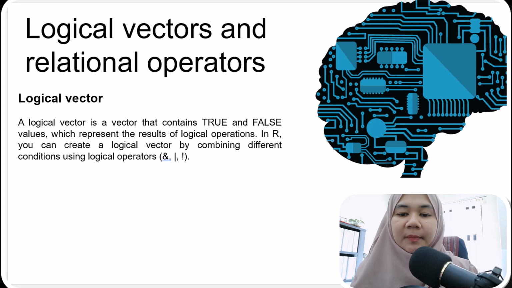Okay guys, next part is about logical vectors in R. A logical vector is a vector that contains true and false values, which represent the result of a logical operation. In R, you can create a logical vector by combining different conditions using logical operators such as ampersand, vertical bar, and exclamation mark.